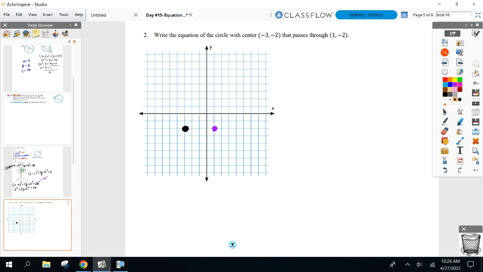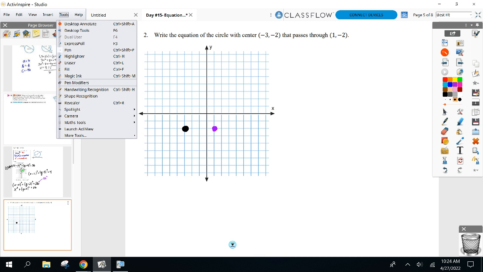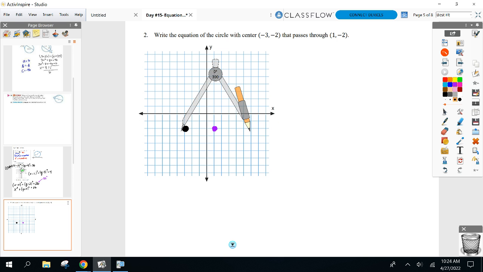So if you guys have your compass with you, if not, you could certainly just freehand it. It's not a big deal. Put your compass point on the center, pencil point on where it goes through, and for the first time this year, probably what you've been waiting for since the beginning, you get to do a full circle all the way around. Great job. Hey, way to go.